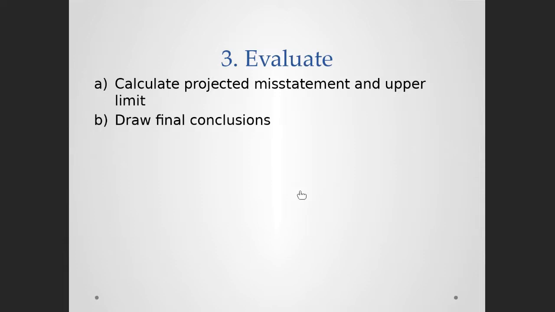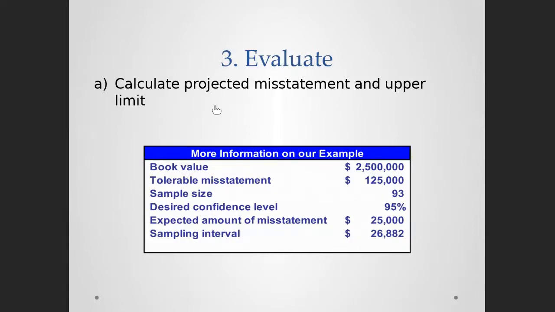Now, once we get the letters back, we have to do some calculations with what we find, and we have to draw the conclusion. How do we do that? We have to first calculate something called a projected misstatement and an upper limit. What are those two? I will come to that in just a second.